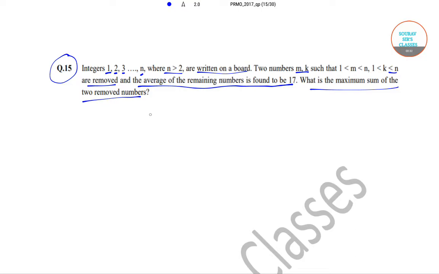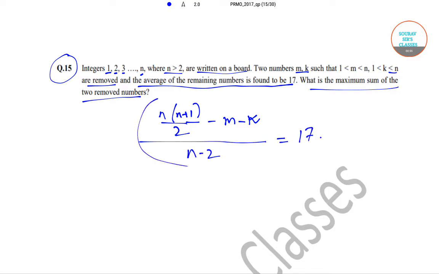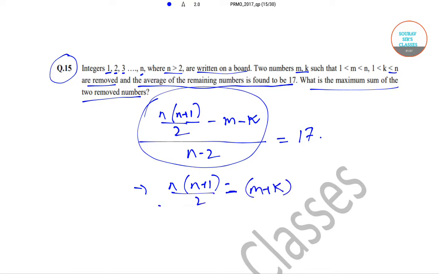So basically, if we remove the two numbers m and k, the sum of the first n numbers is given by n into n plus 1 by 2. Then from this total sum we are subtracting the numbers m and k. So there will be n minus 2 numbers remaining, and that average is said to be equal to 17. This can be rewritten as n into n plus 1 by 2 minus (m plus k), whole upon n minus 2, and that is equal to 17.